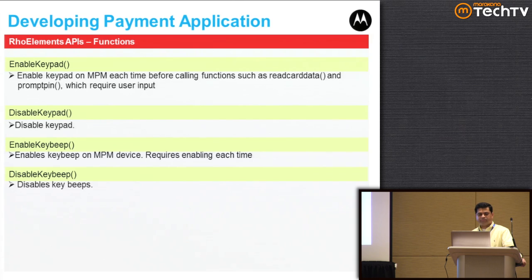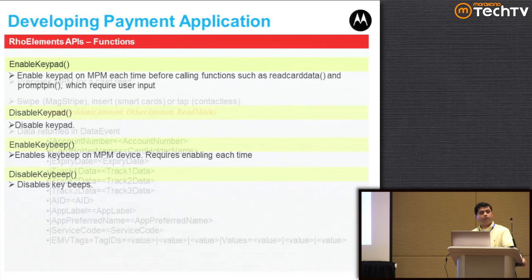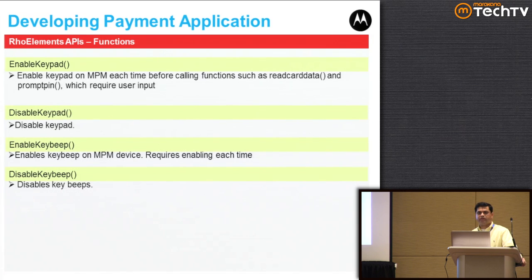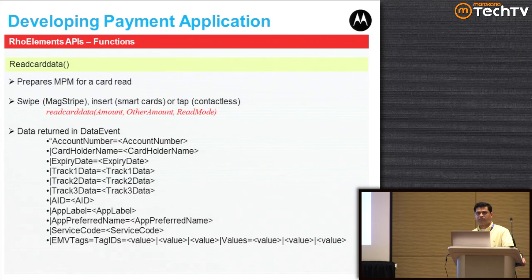Enable keypad and beeps. For some reason, if you use certain calls, certain functions, after using that function, the keypad gets disabled. Maybe a security thing, I don't know. So you have to make sure you enable the keypad before calling the functions that require keypad usage. PIN is a good example of keypad. Key beeps, whether it beeps or not, you can control that.